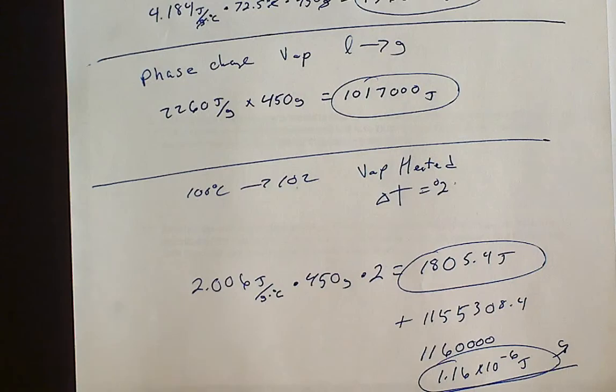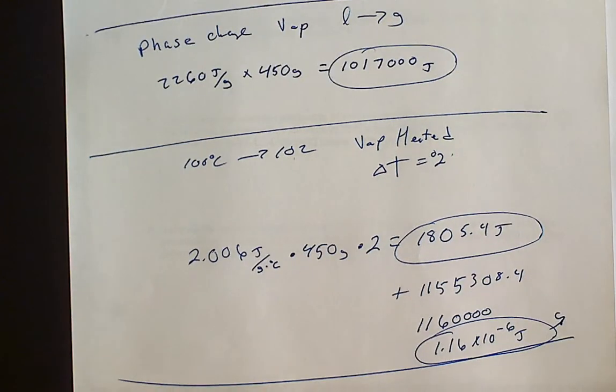Sorry, there's your answer down there. It was below where the screen was. All right, so that's how we do 4 and 5.